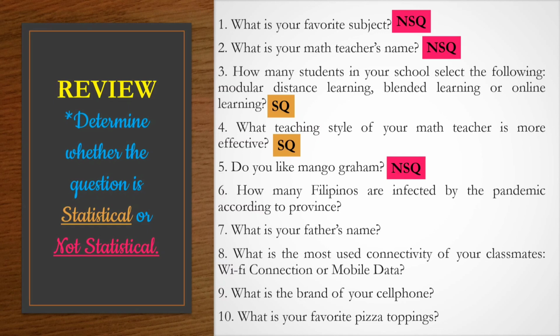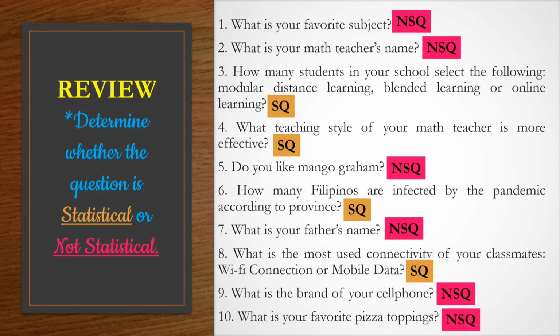Number 5, not a statistical question. Number 6 is a statistical question. Number 7 is not a statistical question. Number 8 is a statistical question. Number 9, not a statistical question. And the last one is also not a statistical question.